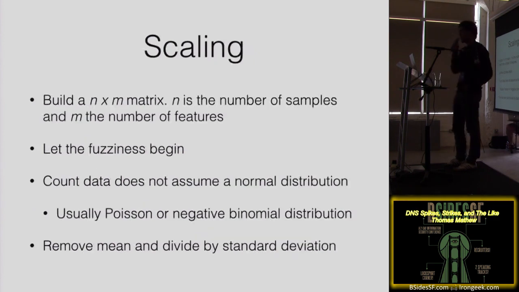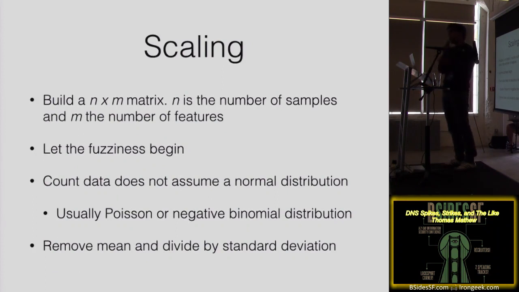So we now build an n by m matrix to store our samples and our features. n is the number of samples, so every domain is considered a sample. And m is the number of features. In this case we have 7 features, and so we have a 6,000 by 7 matrix that we're working with.